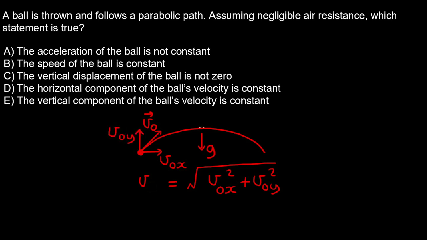Now as the ball reaches the peak of the trajectory, we have the horizontal velocity being constant, and the vertical component of velocity is 0, because there's no air resistance. So therefore the correct answer is D.